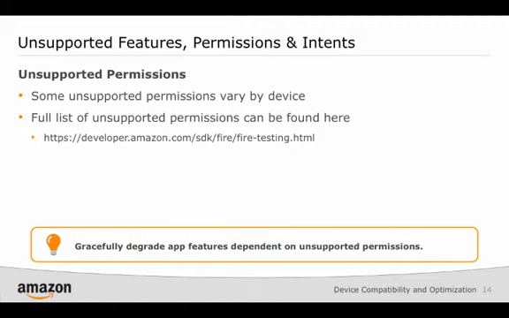Like intents, support for permissions can vary by device. Disable keyguard is one permission that is not available on any Kindle Fire device. A full list of unsupported permissions can be found at developer.amazon.com/sdk/fire-testing.html. If you have functionality in your app that requires permissions not supported by the Kindle Fire device you're targeting, you must degrade that functionality gracefully.